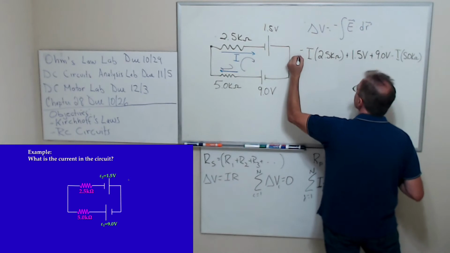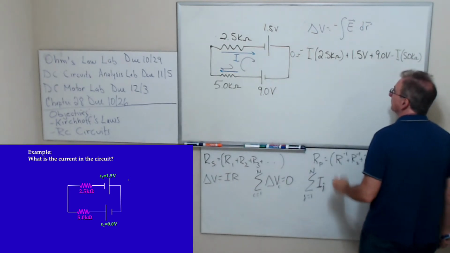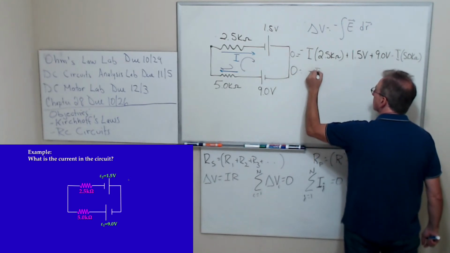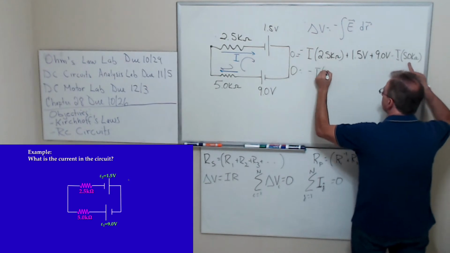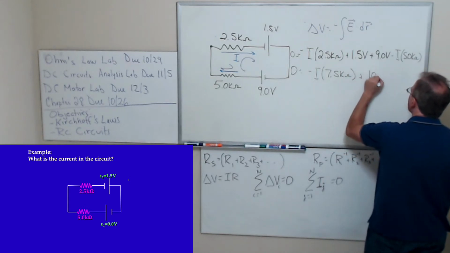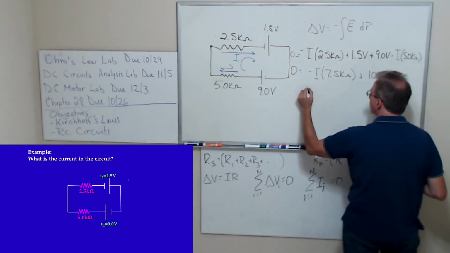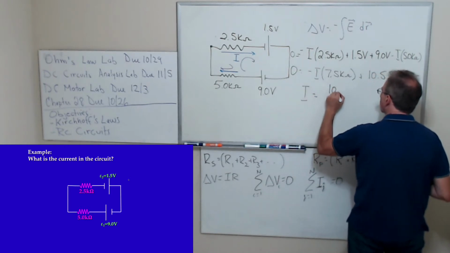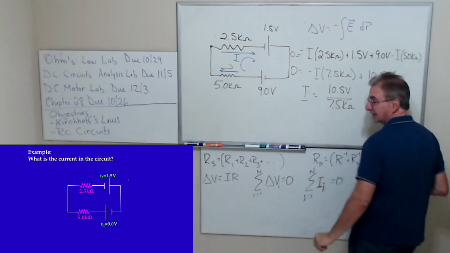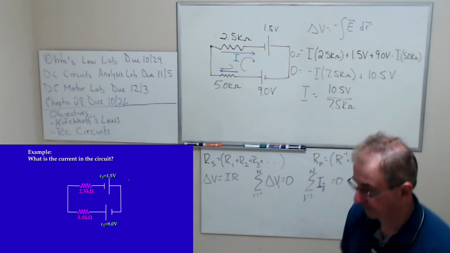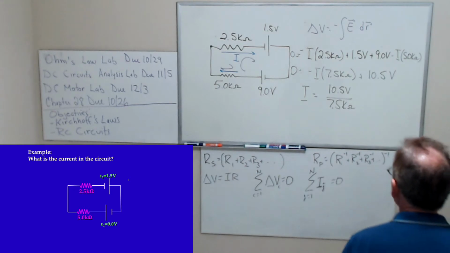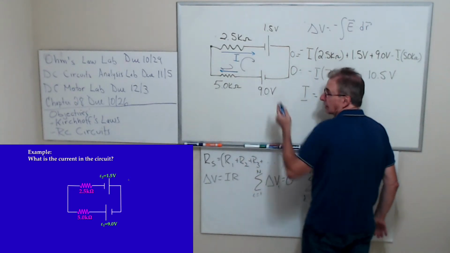And I'm running out of space. This is equal to 0. So I can collect terms. 2.5 and 5 is 7.5. And these two add up to 10.5. Solve for I. And I get the same result. And I use the idea that the sum of the voltage drops in any loop is 0.